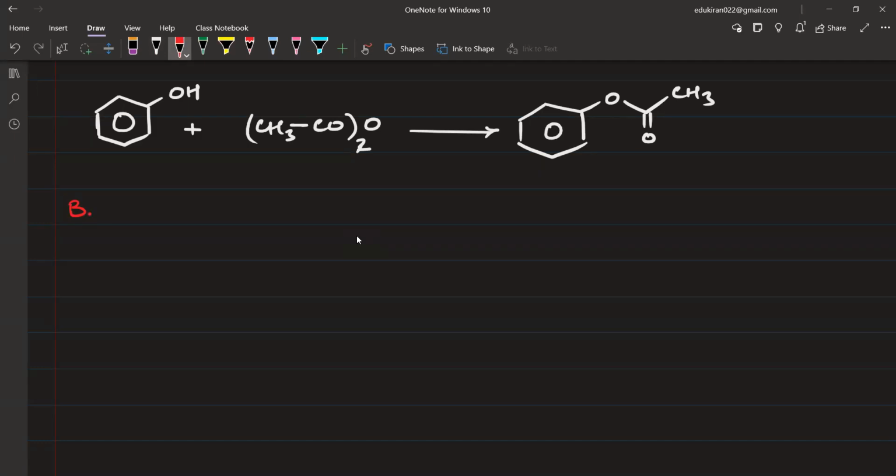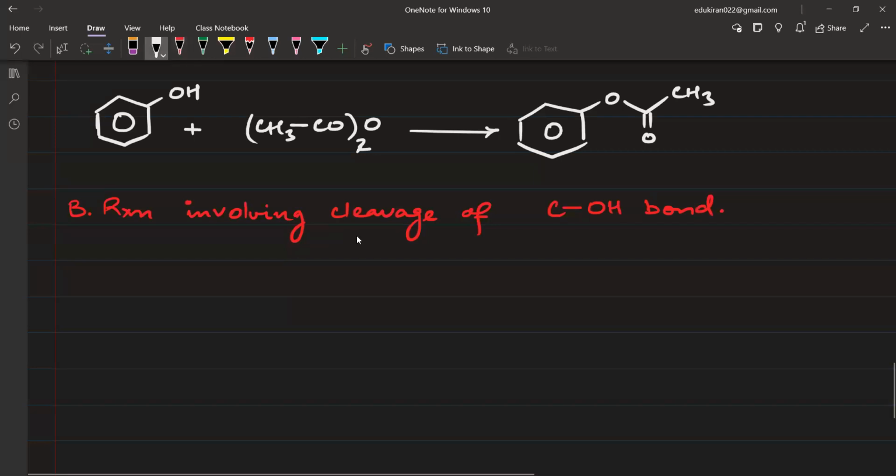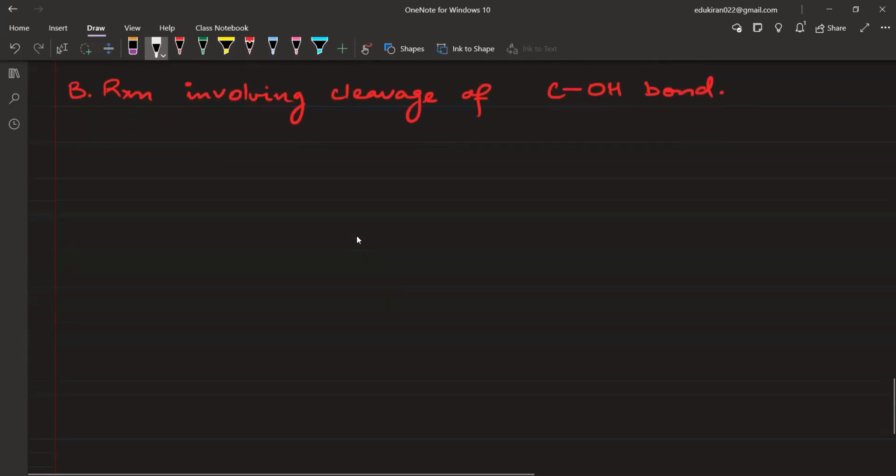B part means we have seen all the reactions that involve the breaking of the OH bond. Now let us see reactions involving the cleavage of the C-O bond, and rather it is the C-OH bond. All of you done? Yes or no? Please tell me. Okay. Now let us start reactions involving cleavage of the C-OH bond.